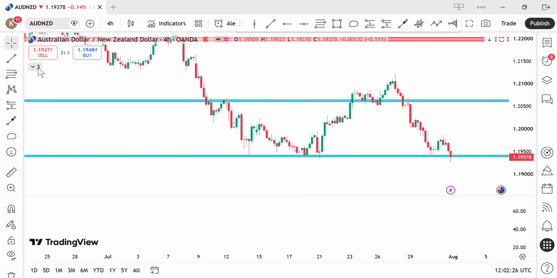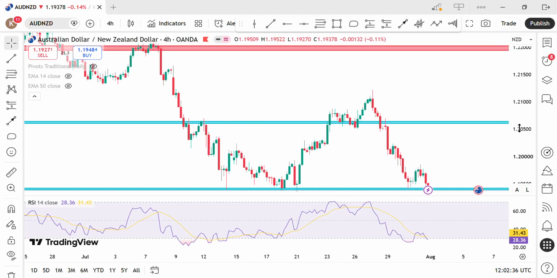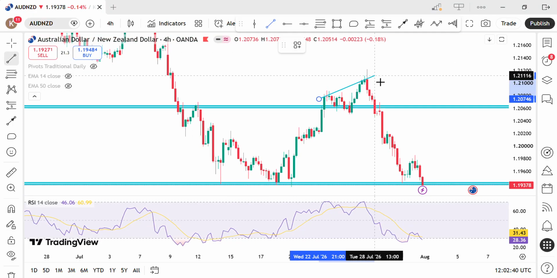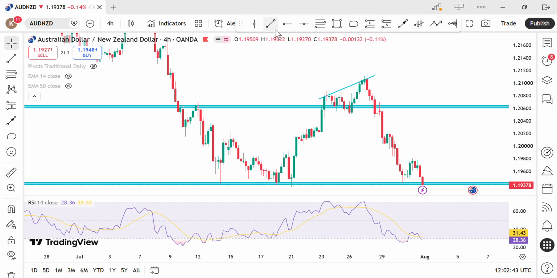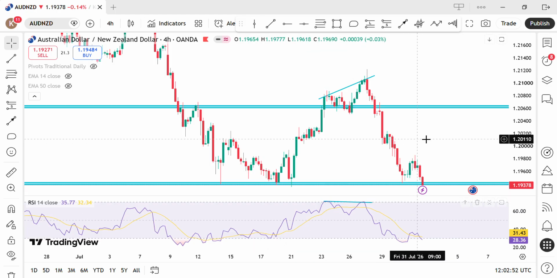First, we saw a divergence, because price made a higher high, and then the divergence made a lower high with a very slight slope, but still it was a lower high. That is another sign that the bulls are losing momentum.